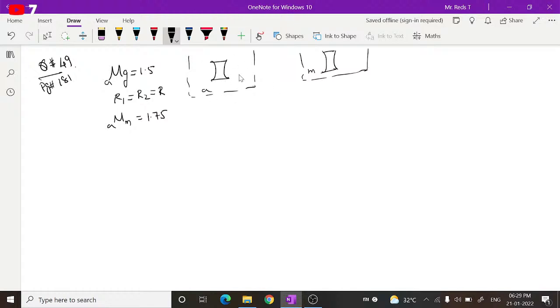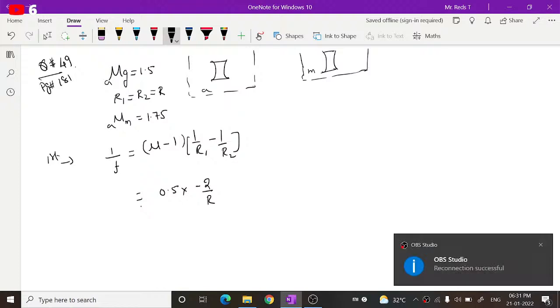If it is in air, the air will act as a rarer medium, and the glass will behave as a denser medium. But if it is immersed in a medium whose refractive index is more than the refractive index of the material of the lens, then the lens will act as a rarer medium and the surrounding as a denser medium. That you have to understand. Now take the signs and simplify.